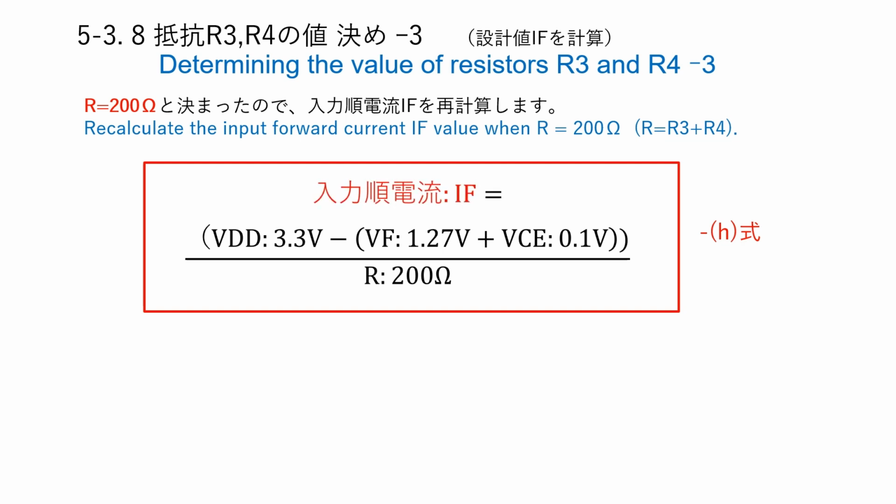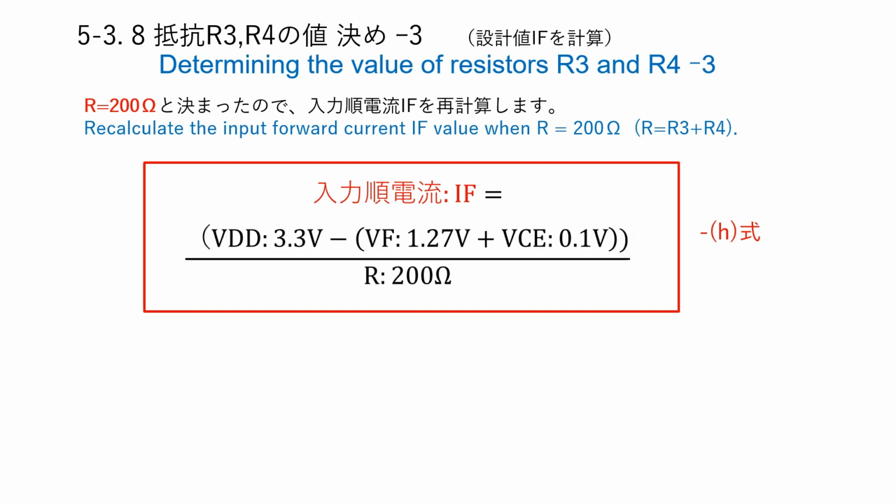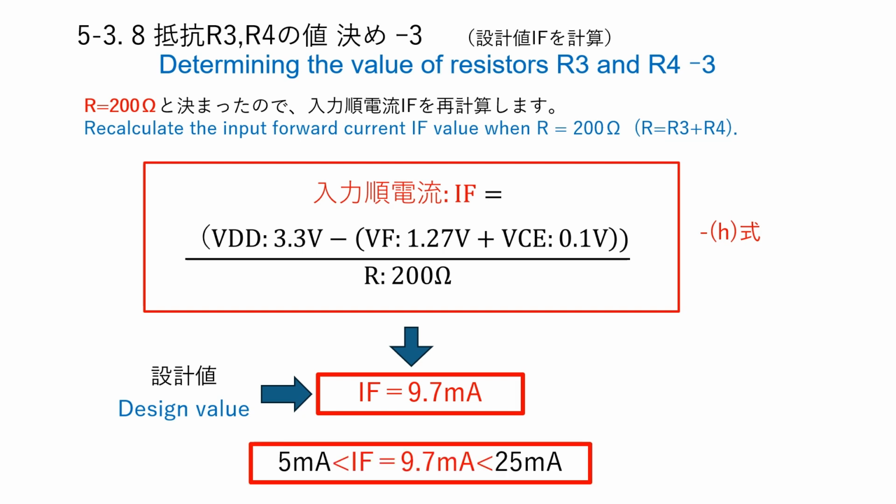Power supply voltage, VDD 3.3 volt. Forward voltage, VF 1.27 volt. Collector to emitter saturation voltage, VCE 0.1 volt. Resistor, R 200 ohm. To calculate the input forward current IF, IF equals 9.7 milliampere. This is the design value of the IF. The IF is within the photo relay on specification. Next, I will check about the power consumption of the resistor.